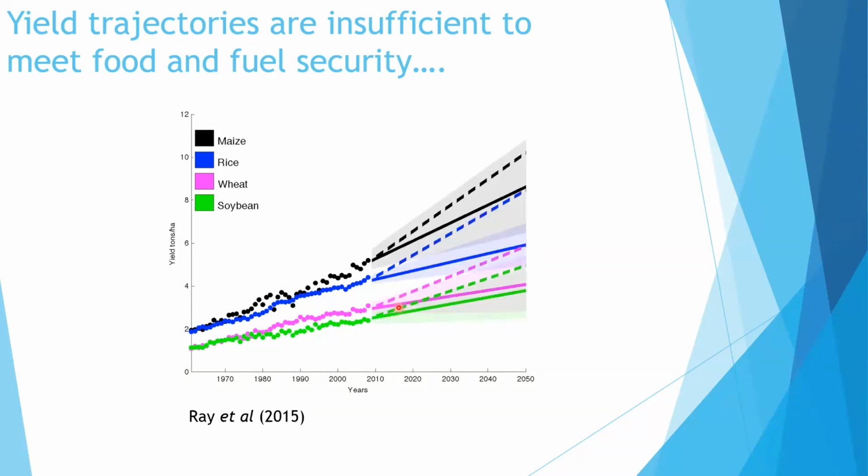But if we extend those trajectories out into the future, into 2050, through a linear regression, we're not going to be able to produce enough food for our growing population. So future food security is at risk. Whereas what we really need to do is start increasing this way, so have a more exponential increase in our ability to produce food.